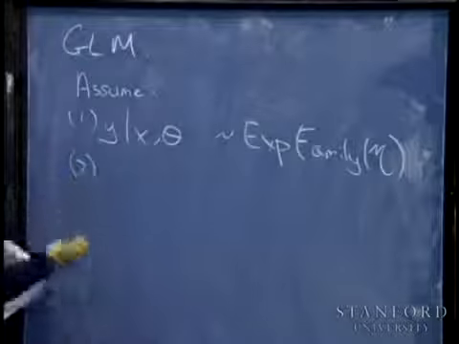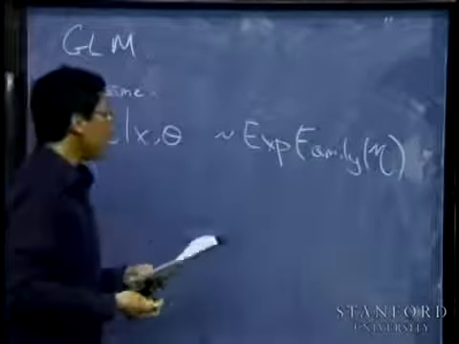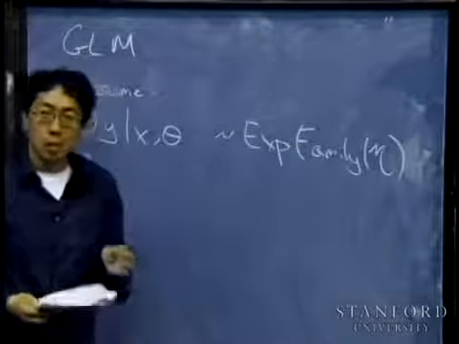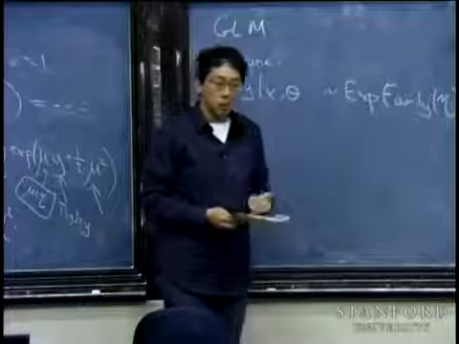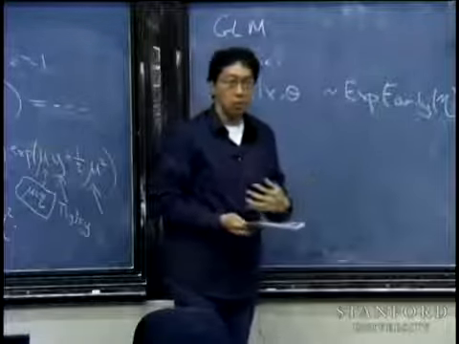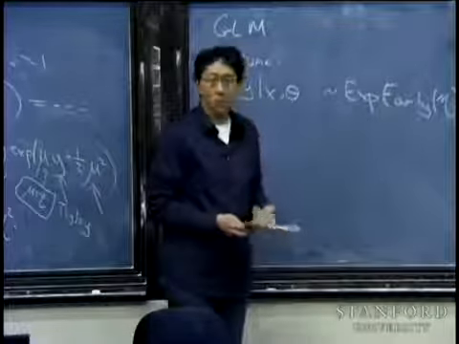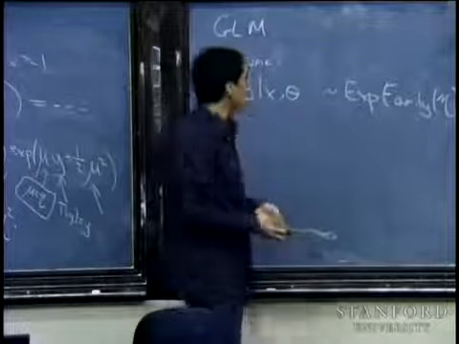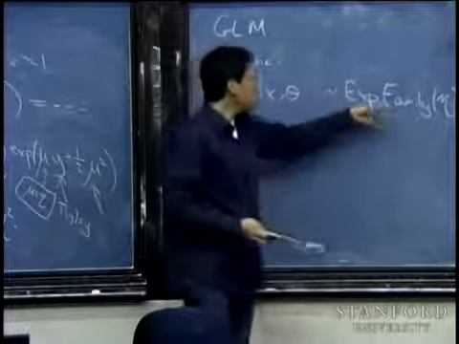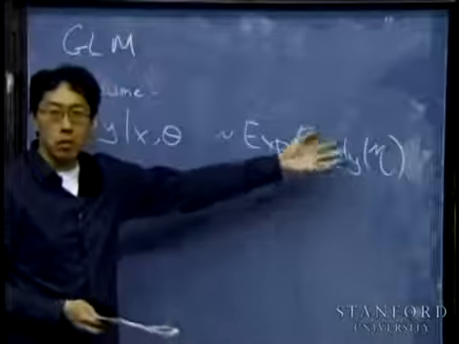Okay, so for example, if you want to predict how many customers will arrive at your website, right? You may choose to model the number of people, the number of hits on your website via a Poisson distribution, since the Poisson distribution is natural for modeling count data. And so you may choose the exponential family distribution here to be the Poisson distribution.